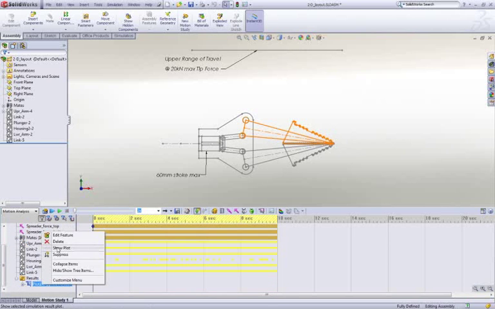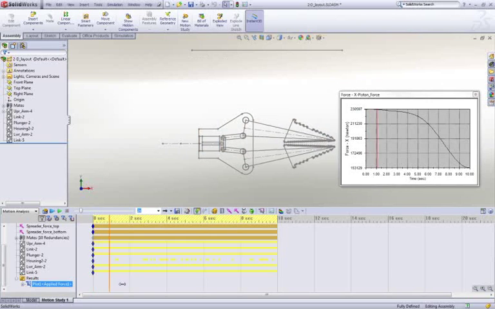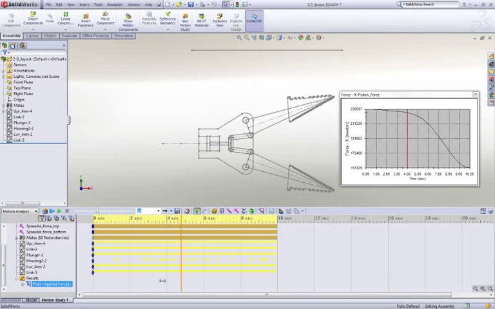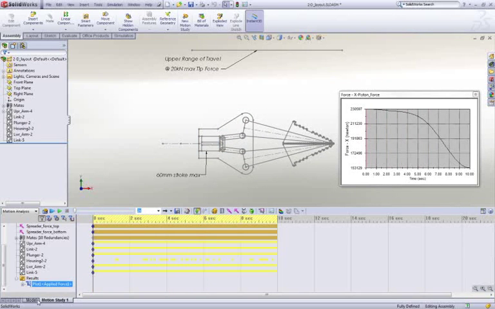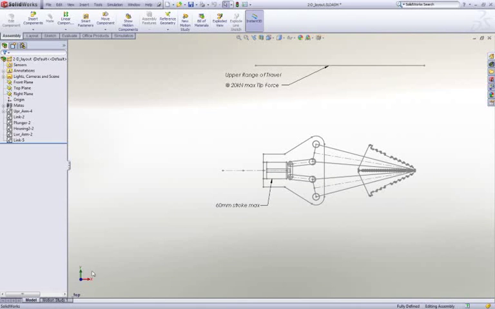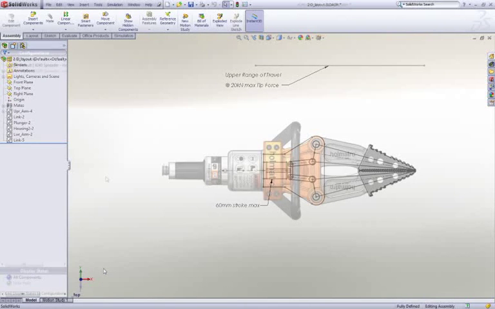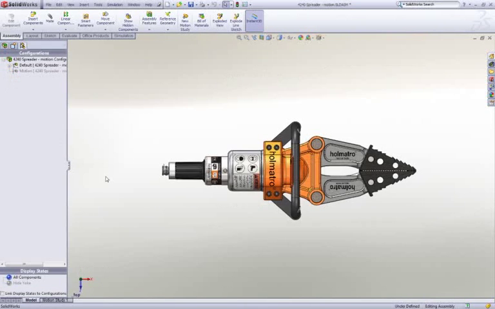With SolidWorks Motion, we can easily test our design during the early stages of development to aid in sizing parts, bearings, motors, and actuators to ensure they meet our design goals. As we go through and refine our design, we can continue to use motion to validate the function.